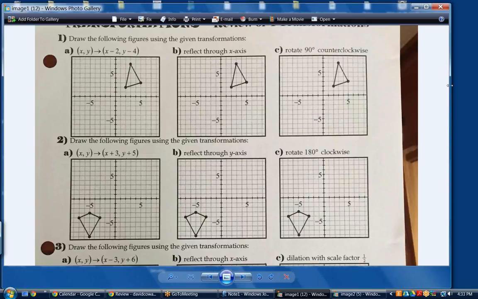Instead of drawing the figures, I want you to take one point and tell me what happens to it. In other words, let's take that vertex right there, which is at 2, 2. Where does it go to? 0, -2. In other words, I'm going to take that point, move it 2 to the left, and down 4, which puts it at 0, -2. Correct. And you basically do that with all 3 points.